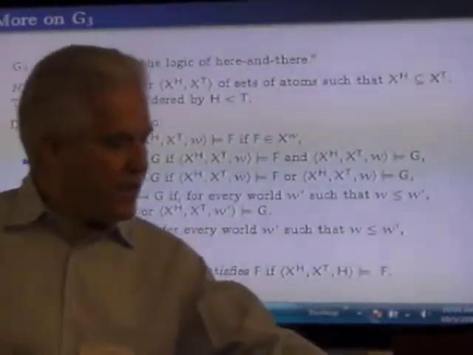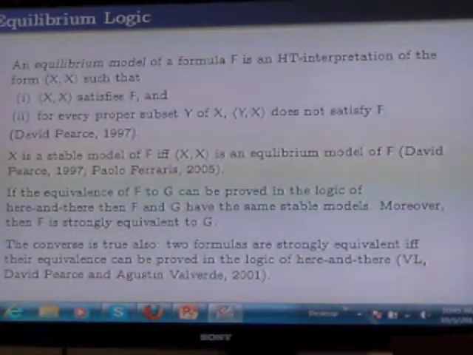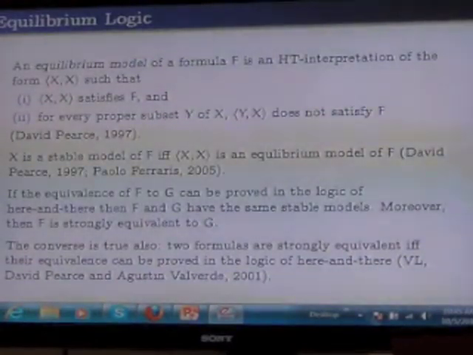And now, this is the remarkable discovery that Pearce made in 1997. That's a paper that I mentioned before when we talked about intuitionist logic. What David Pearce invented is what he called equilibrium logic, which turned out to be very closely connected and essentially equivalent to this idea of a stable model.